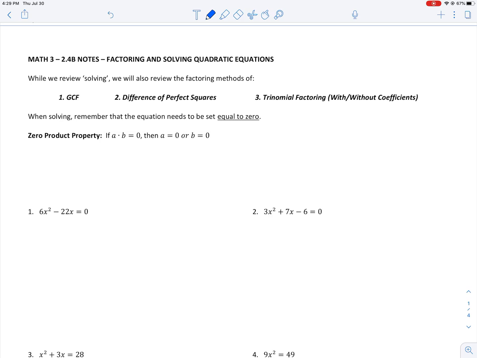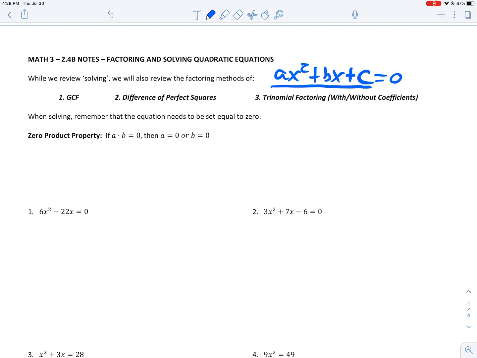So today we're working on 2.4b, factoring and solving quadratic equations. Just to review for solving, we're going to do basically factoring, and eventually we'll get to the quadratic formula. But most of the time when we have a quadratic, ax squared plus bx plus c, we're going to probably try to solve that by factoring.